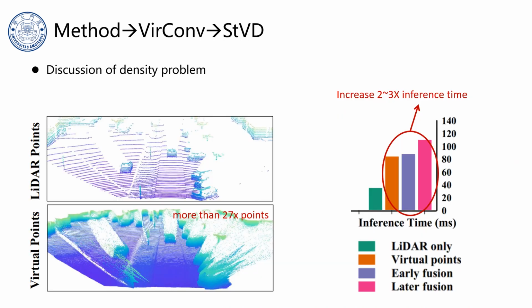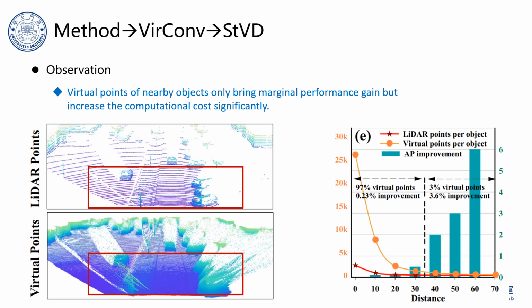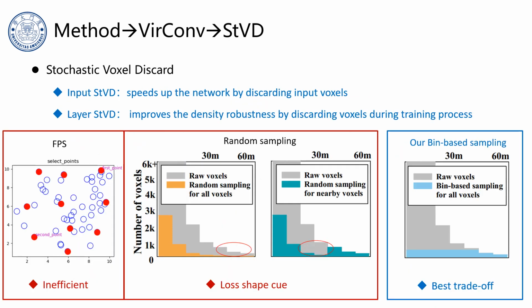We first discuss the density problem in detail. Based on our statistics on the KITTI dataset, the number of virtual points is 27 times that of regular LiDAR points. As a result, the detection speed is 2 to 3 times slower than the LiDAR-only detector. However, based on our observation, geometries of nearby objects are often relatively complete in LiDAR scans. Hence, most virtual points of nearby objects only bring marginal performance gains but increase the computational cost significantly. Therefore, we design an STVD, stochastic voxel discard, scheme, which alleviates the computation problem by discarding nearby redundant voxels.